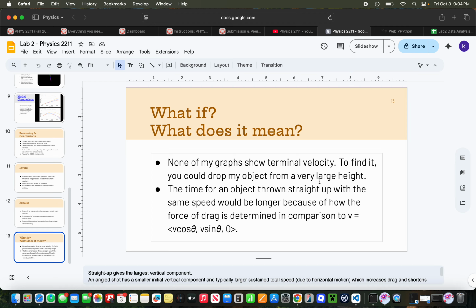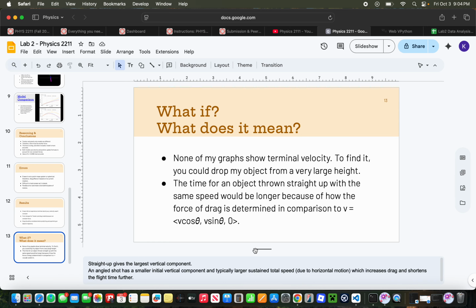And then the time for an object thrown straight up with the same speed would be longer, because of how the force of drag is determined in comparison to v cosine theta, v sine theta. And so with our y component, it would be straight up, giving it the largest vertical component, and you'd have more x component velocity on the angled throw, meaning you would have more drag over that period of time because you're just looking at speed. And when you throw it straight up, you're going to go higher, which means it's going to take longer to come back to the ground.